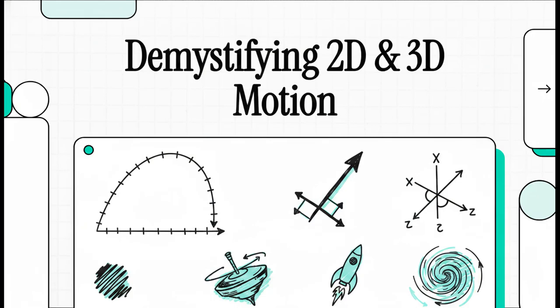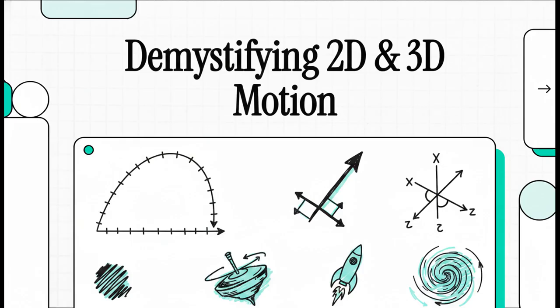Welcome to the Explainer. So, I hear you loud and clear on this one. You reached out saying Chapter 4 of your physics textbook, the one covering motion in 2 and 3 dimensions, is incredibly dense, and you just want it taught in a way that actually makes sense. And you know what? You're completely right.